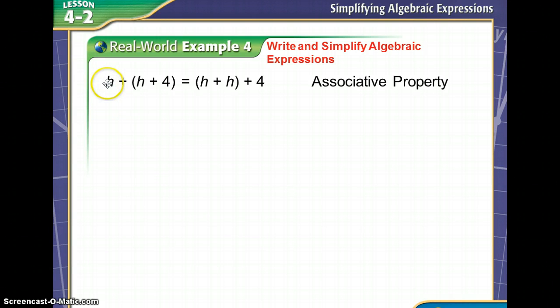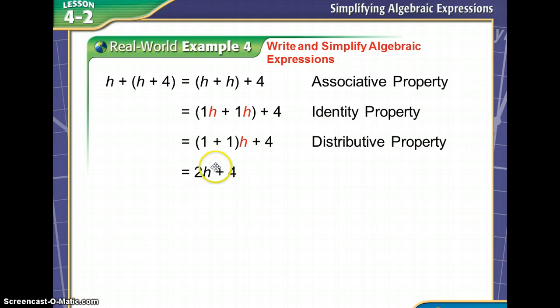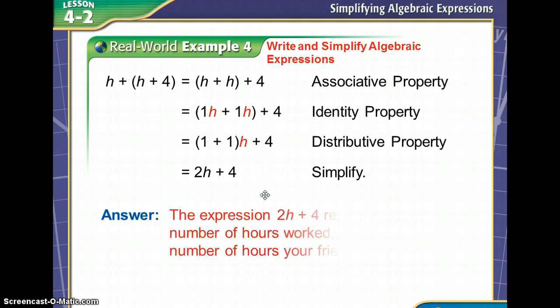Okay, so here it is. I've got h plus 4. I'm going to use the associative property to change my grouping symbols here. Notice it's still the same order, h, h, 4. And that's a 1h and a 1h. Remember, there's a coefficient of 1 in front of there. 1 plus 1, last time I checked, is 2h. So you have 2h plus 4, and that's as simple as we can get it without more data.